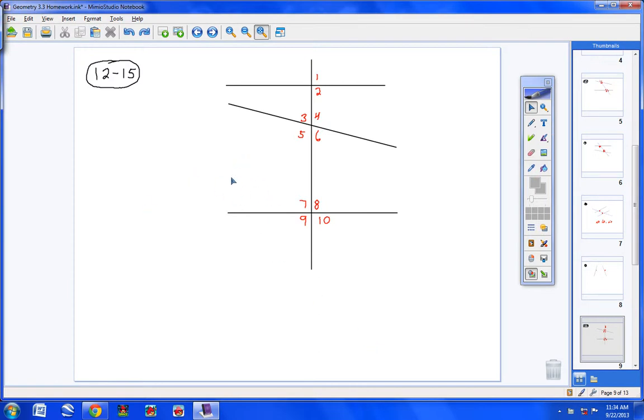Number 15, name a pair of same side interior angles. All right, let's get rid of this line here real quick. Same side interior. 6 and 8 are same side interior angles. 5 and 7 are same side interior angles. So there we go.